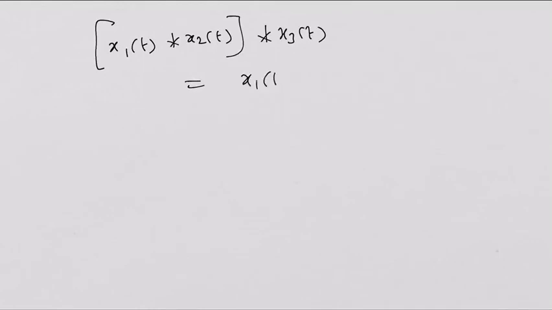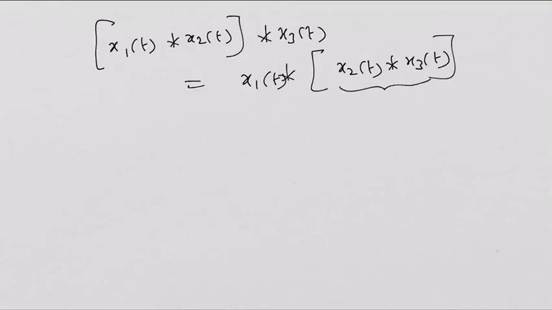It can be done like this also. You can take x2 of t and convolve it with x3 of t, and then finally convolve the result of this convolution with x1 of t. This is what is called the RHS, and this is the LHS. LHS is equal to RHS. The proof of the second property of convolution is over, and then we will go to the proof of the distributive property.